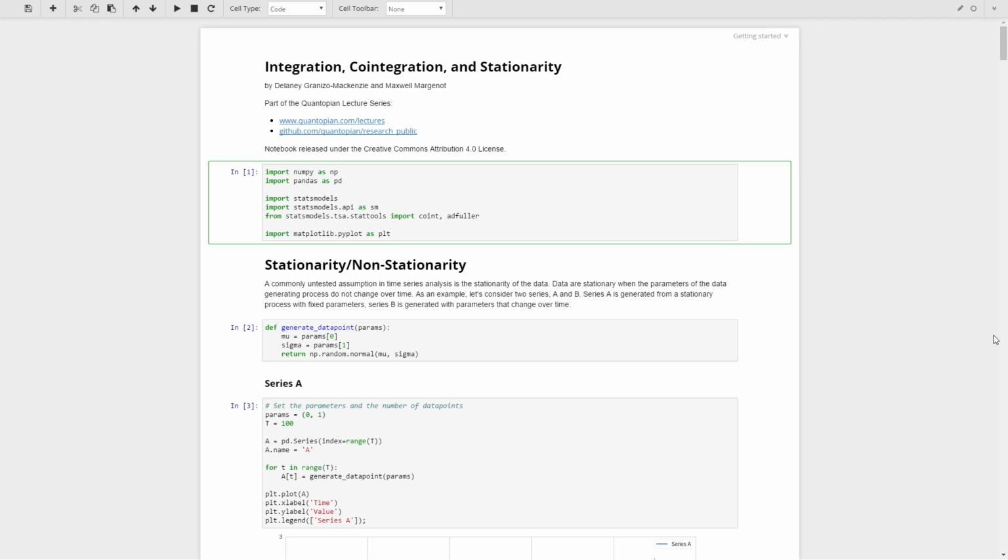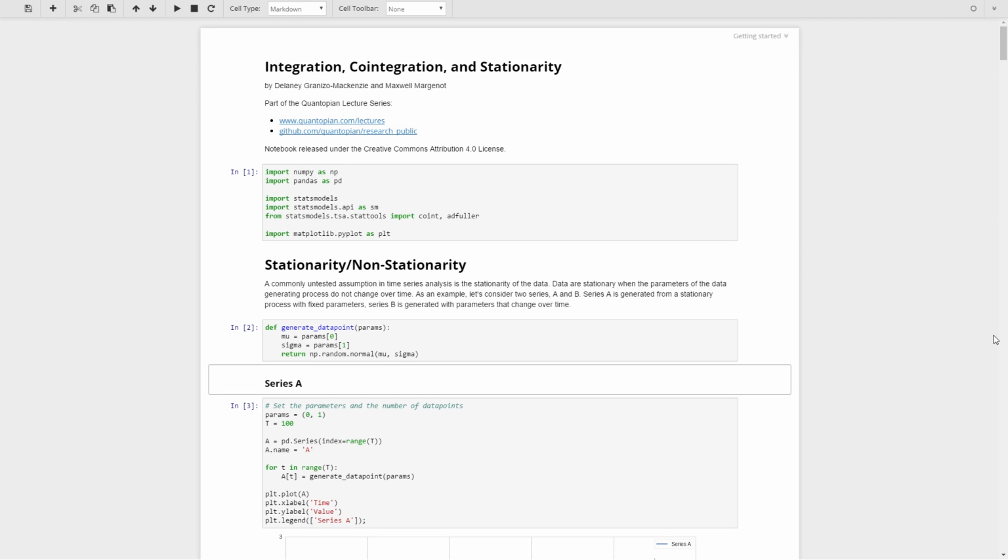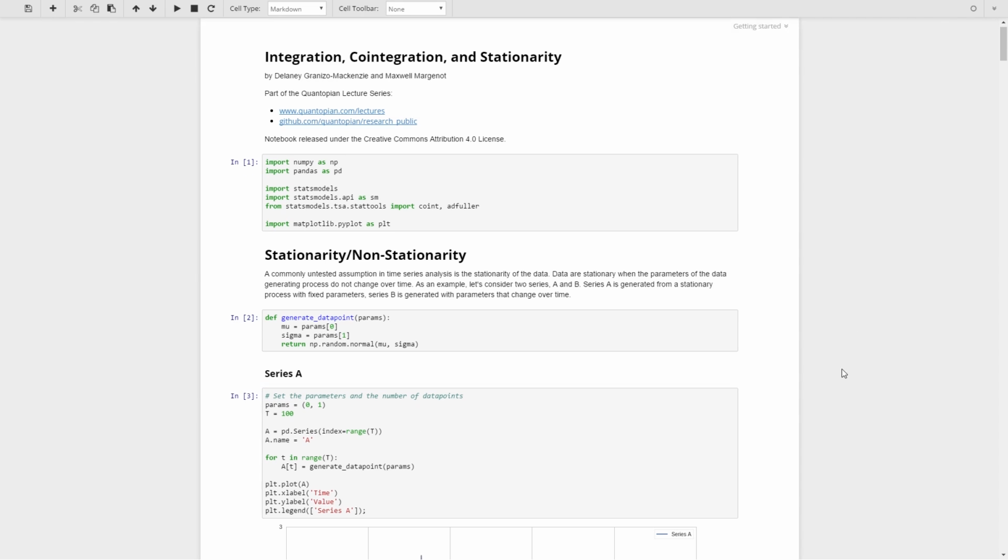So we just import some packages here and define this generate data point function, which is just going to draw a sample from the random normal distribution for a given mean and standard deviation. And we'll just be using this to generate time series. And then we have series A here. We're just going to generate a stationary time series from the normal distribution, parameters 0 and 1, and we'll just plot that so we can see what a stationary time series looks like.